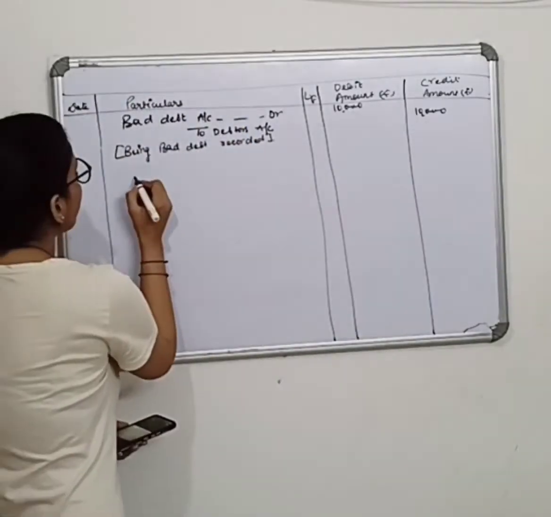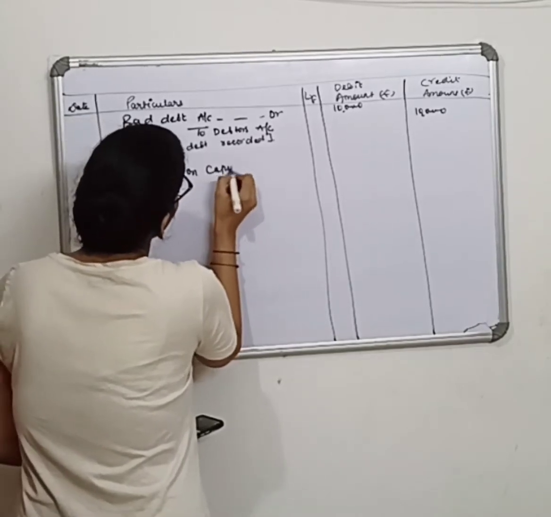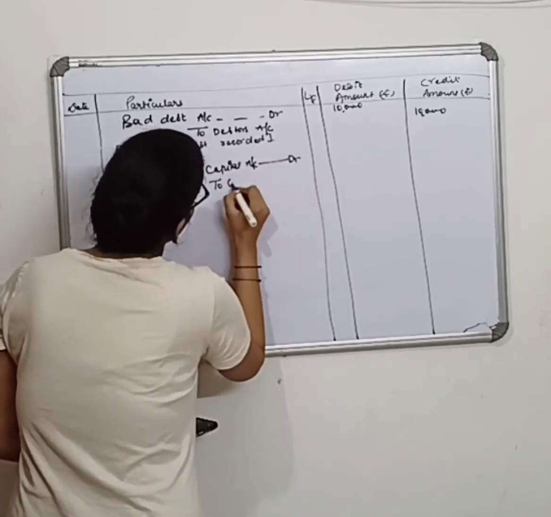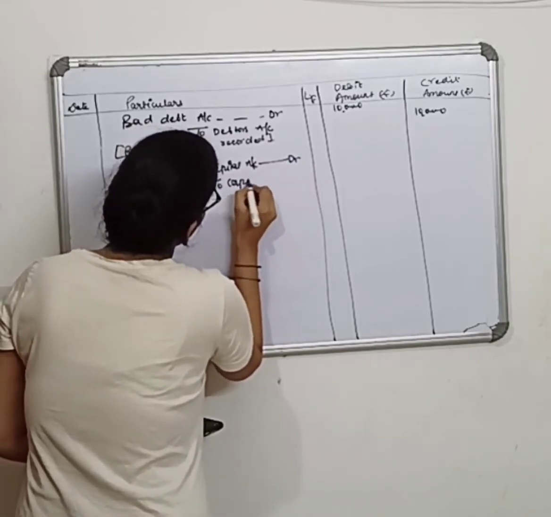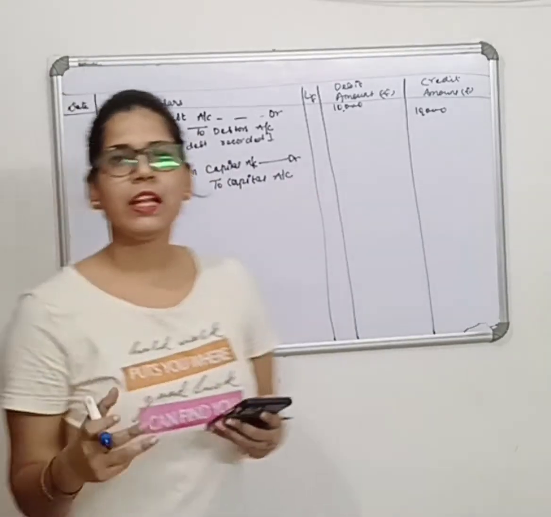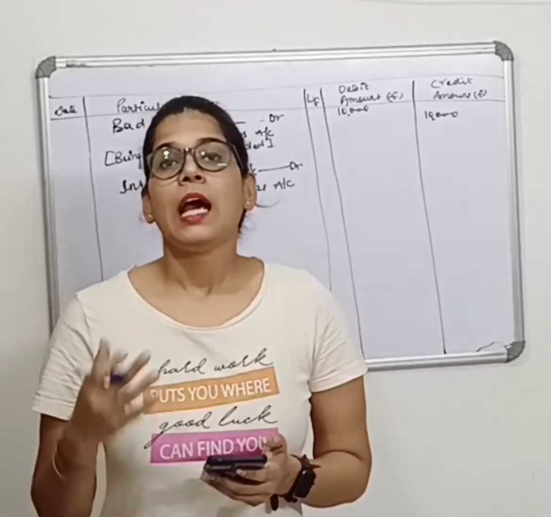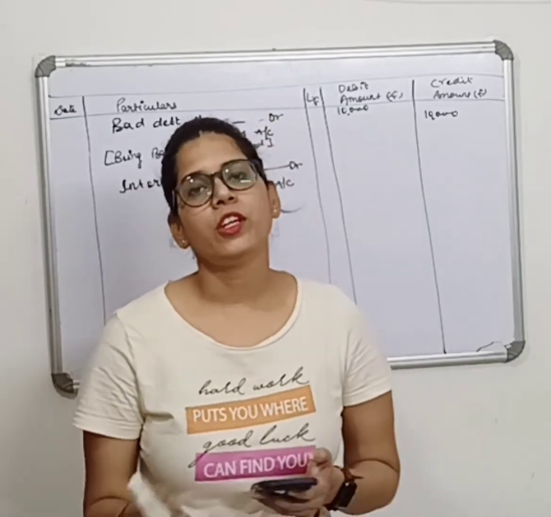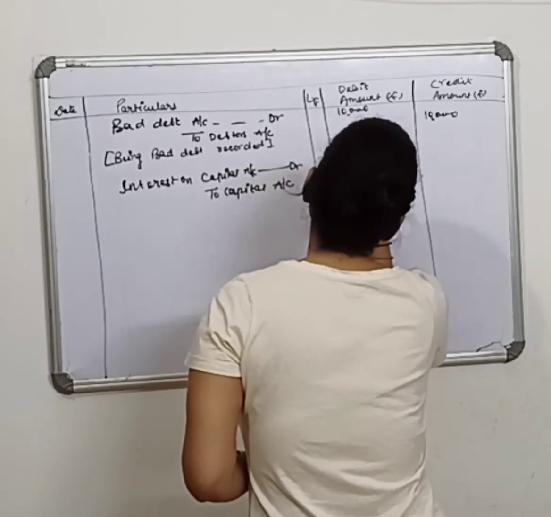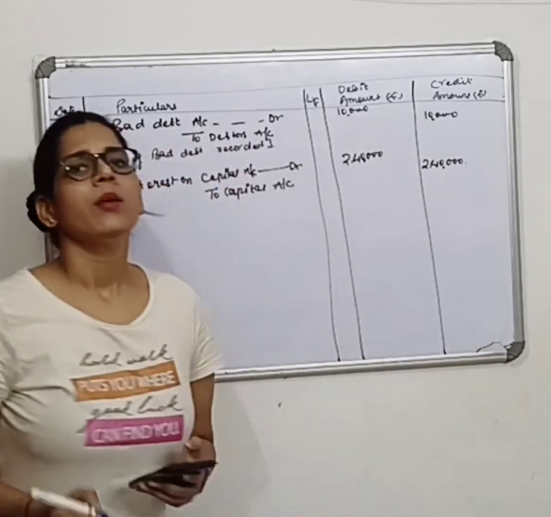So the journal entry will be interest on capital account debit to capital account. Of course you will have to do the calculation: 40 lakh into 6% comes to 2 lakh 40,000. So I'll write 2 lakh 40,000 in the debit and 2 lakh 40,000 in the credit.